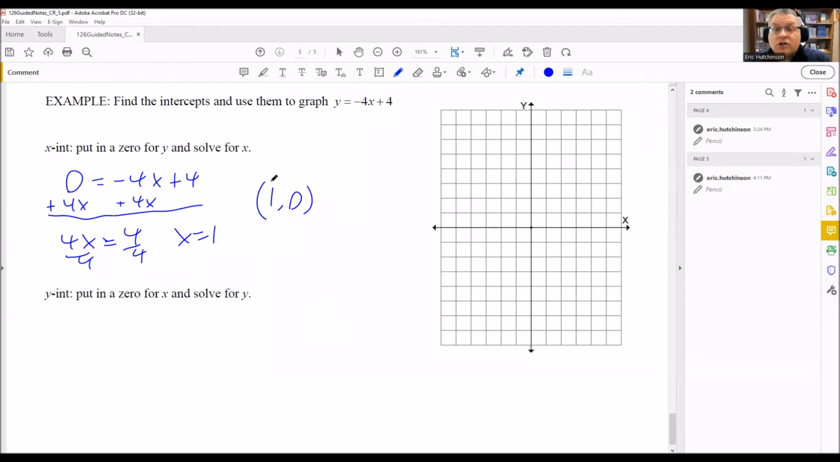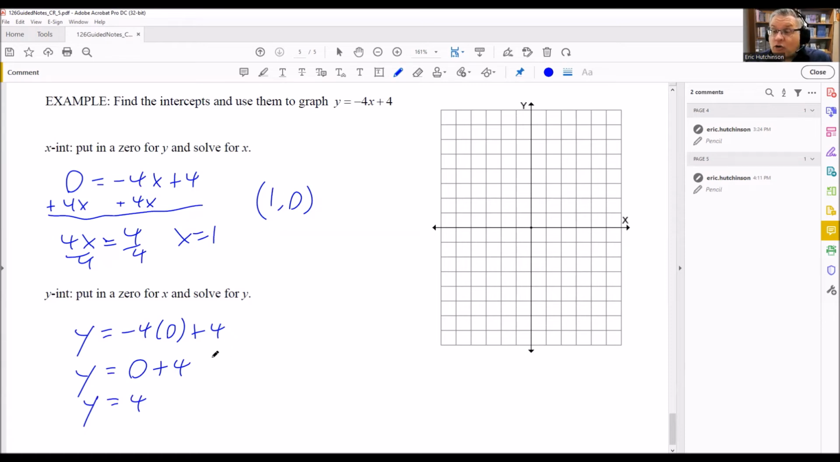Okay, same equation, but now we want to find the Y-intercept. So it says put a 0 in for X and solve for Y. So we have negative 4. We put a 0 in for the X. And then we're just going to simplify this. So negative 4 times 0 is going to be a 0. So we just have 0 plus 4. And then 0 plus 4 just turns into a 4.